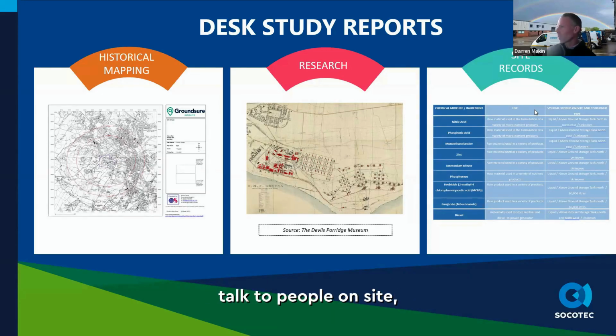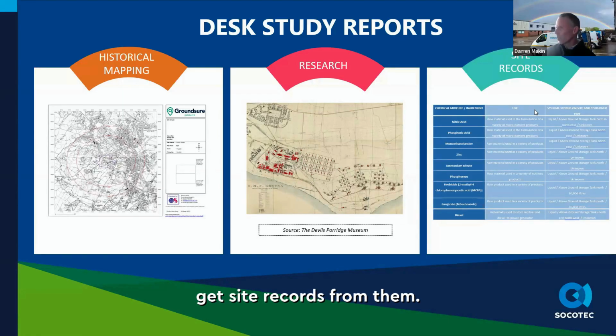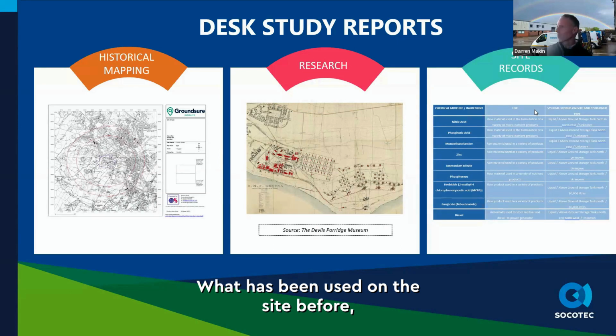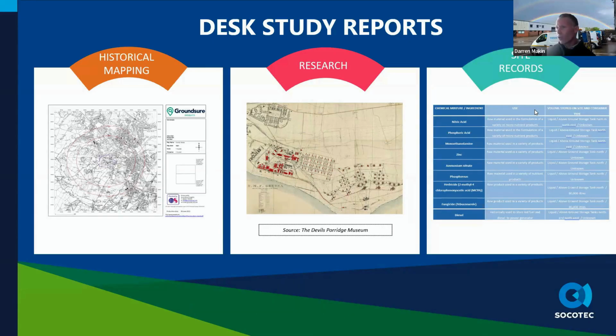And it's quite key as well to talk to people on site, talk to the land users, caretakers, if it's one of the former sites, get site records from them, what's been used on the site before, has there been any spillages. And I've got a good example of a site where I was investigating potential risk from a laundry. We had no understanding it was the dry cleaners. But the caretaker on the site told me as I was doing a walkover, oh yeah, by the way, we spilt a load of dry cleaning agent here once before and it ran down the hill.